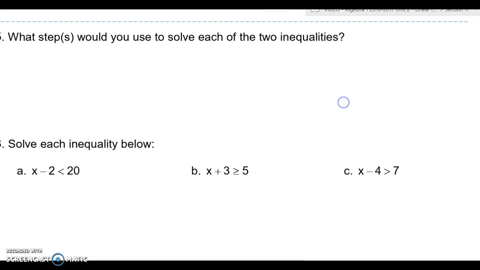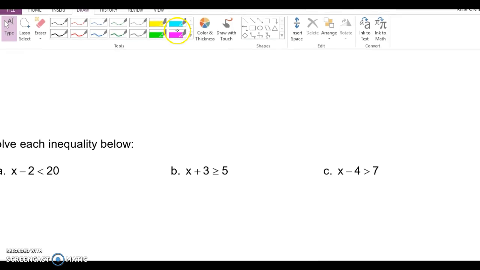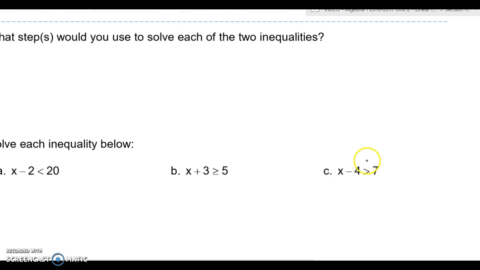So again, let's just do a random one here, how about part C? x minus 4 is greater than 7, so there's our inequality. This is our divider. We're going to add 4 to both sides to isolate x. And we have x is greater than 11.